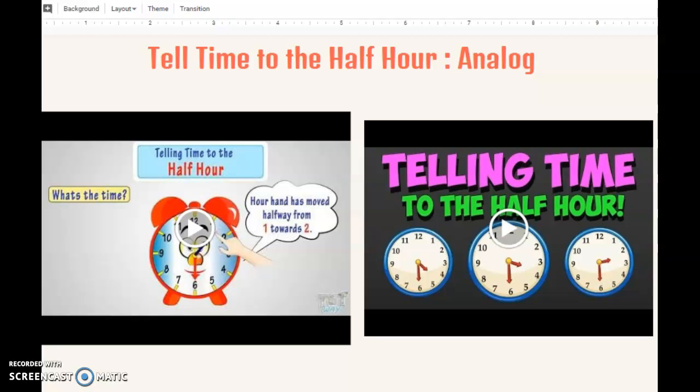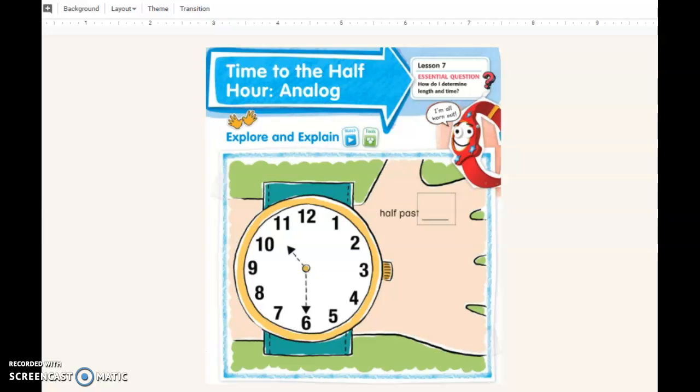Now we're going to tell the time to the half hour on an analog clock. So we were used to telling the time by the hour, but now we have to look at the long minute hand. Remember that this is what an analog clock looks like, something that you could hang on your wall and you have to use the numbers to read the time.